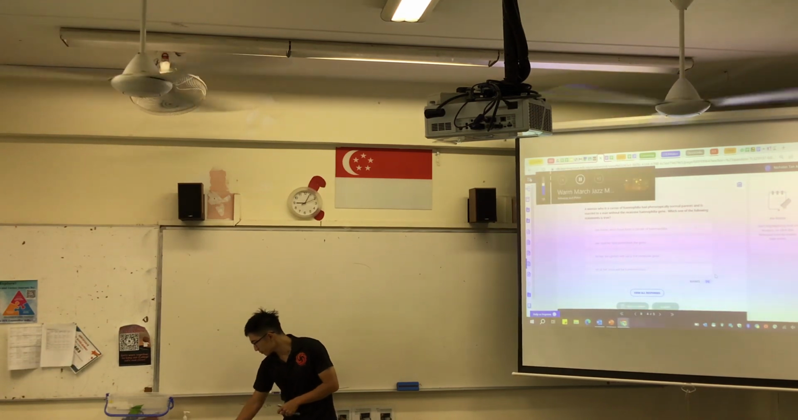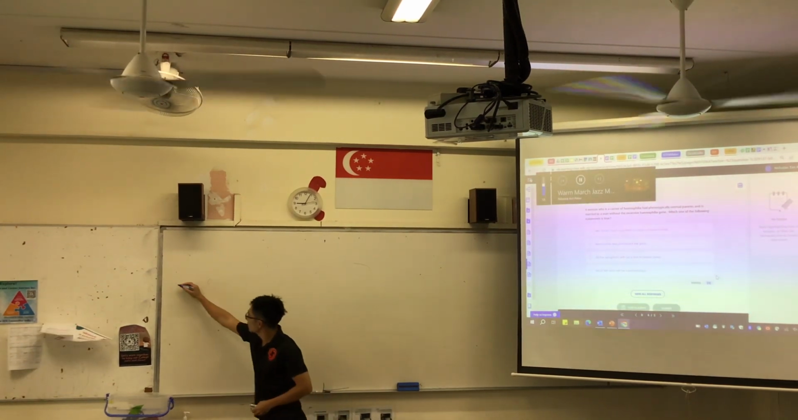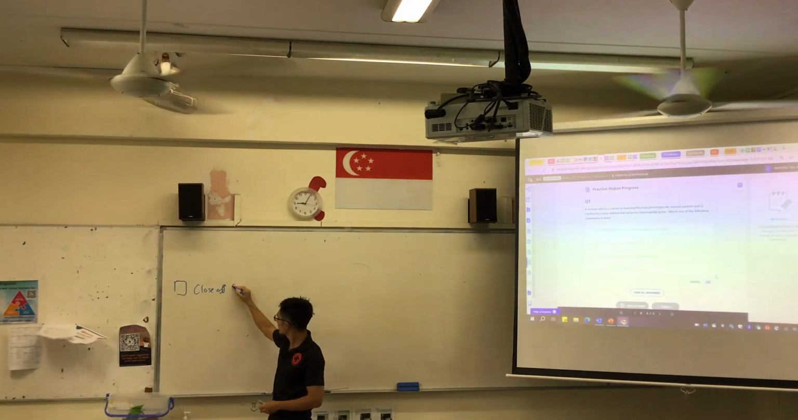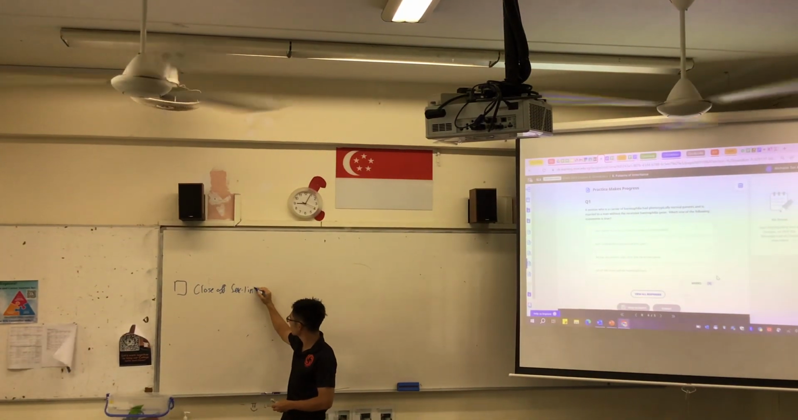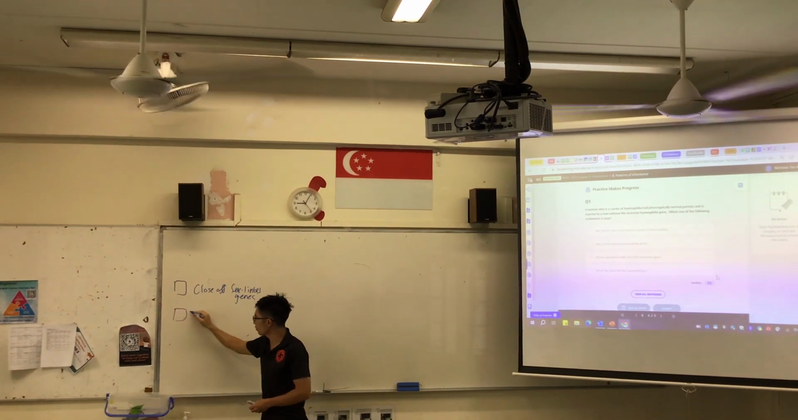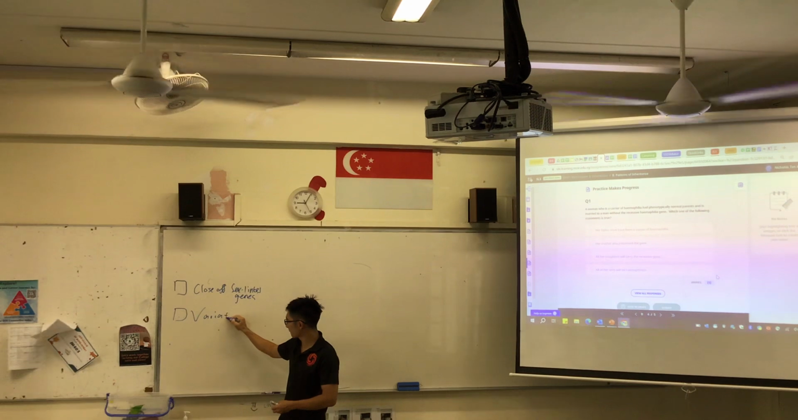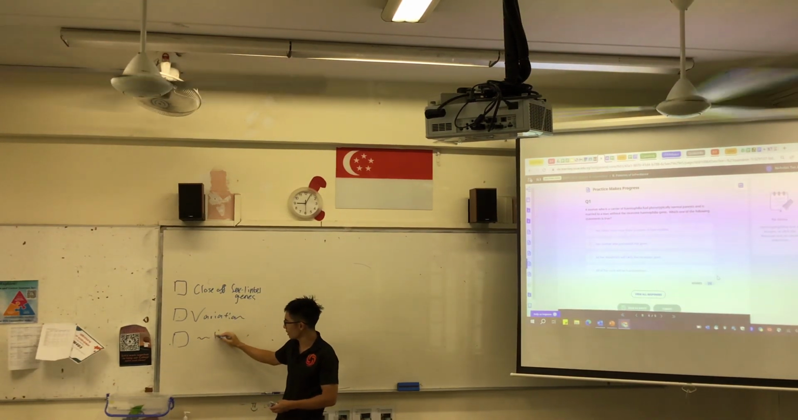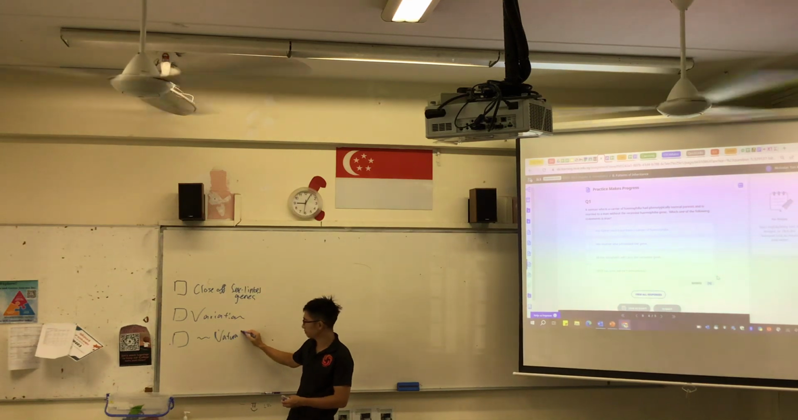Okay, this morning we're going to do a few things. First one, we're going to close off sex-linked traits. Then we will talk about variation. Last part, I'll see if there's time. If there's time, then we will start the next chapter.